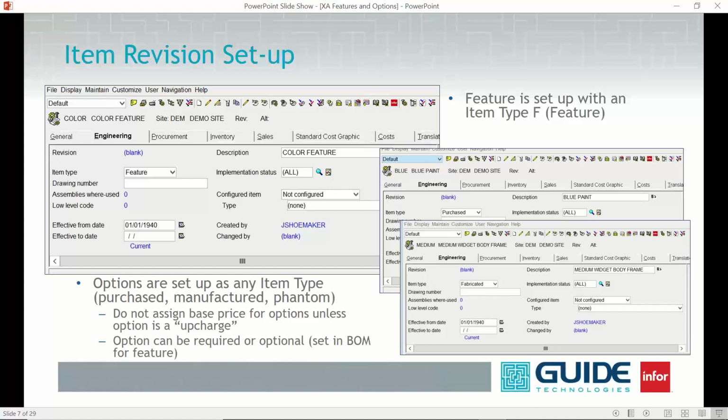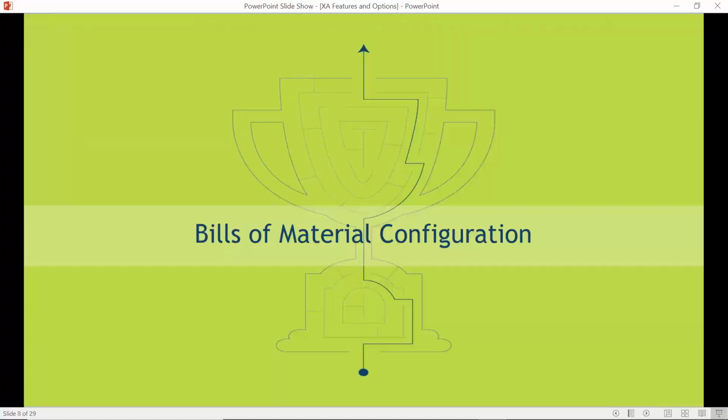And options can be required or they can be optional. In other words, in the case that we're going through, you have to choose a color, but you don't have to include a riser. So I'll show you that, but that's not set up at the item revision setup. That is actually set up in the bill of material. So now we have 3 different item revision records, or item records if you're in PDM, that are set up. And now we need to configure our bill of material for our finished good, our widget.